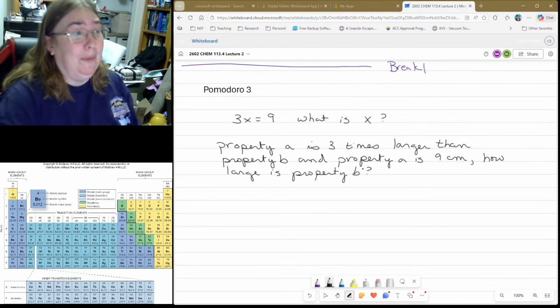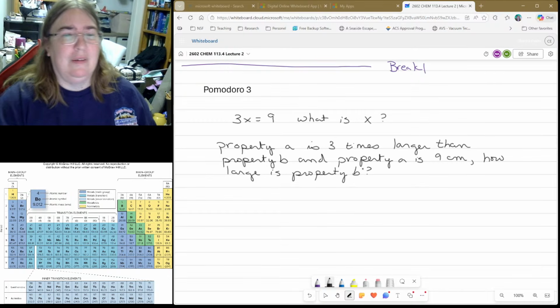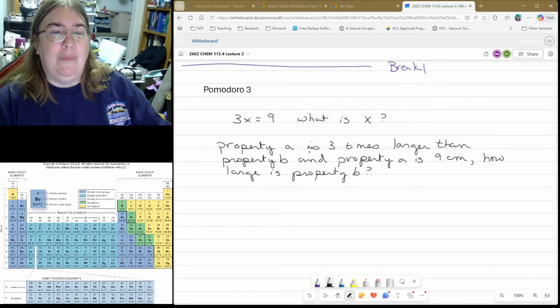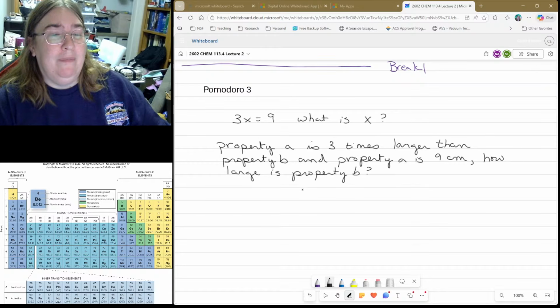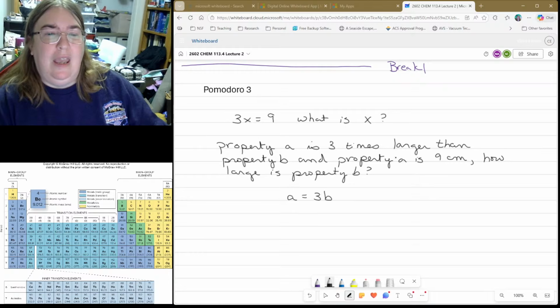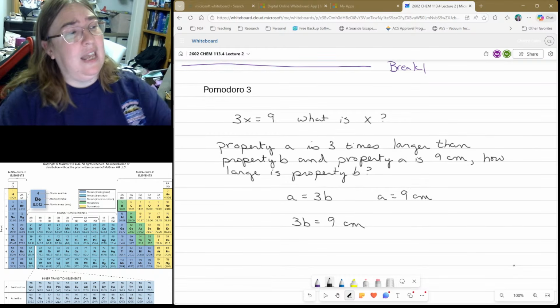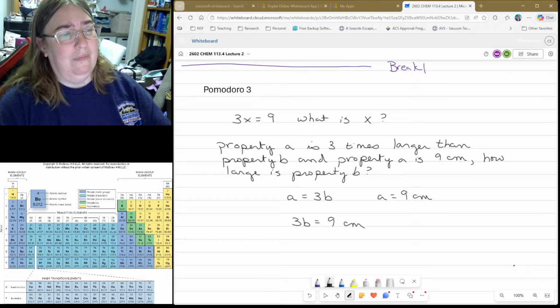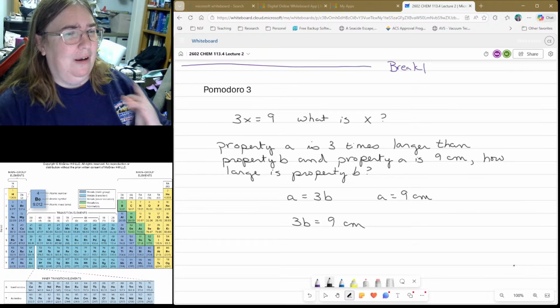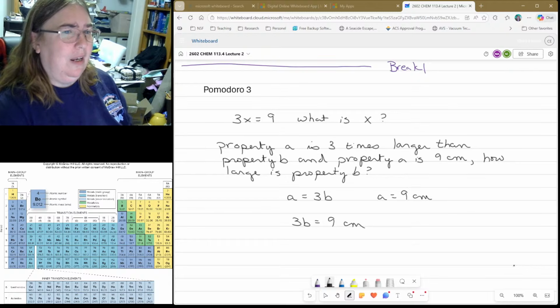Those two are the same problem. Property A is 3 times larger than property B. So A is 3 times larger than B. And then A is 9 centimeters. So 3B equals 9 centimeters. See, it leads to the exact same equation, but it's words, not a math problem.